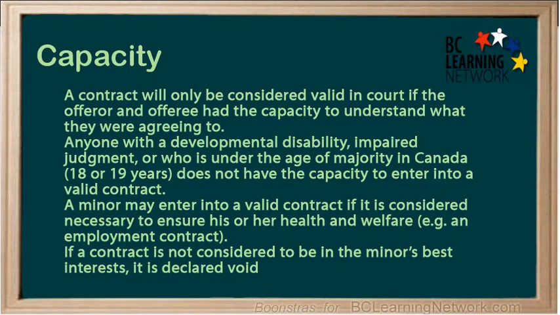A contract will only be considered valid in court if the offerer and offeree has the capacity to understand what they are agreeing to. Anyone with a developmental disability, impaired judgment, or who is under the age of majority in Canada does not have the capacity to enter into a valid contract. A minor may enter into a valid contract if it is considered necessary to ensure his or her health and welfare, for example, an employment contract. If a contract is not considered to be in the minor's best interest, it is declared void.